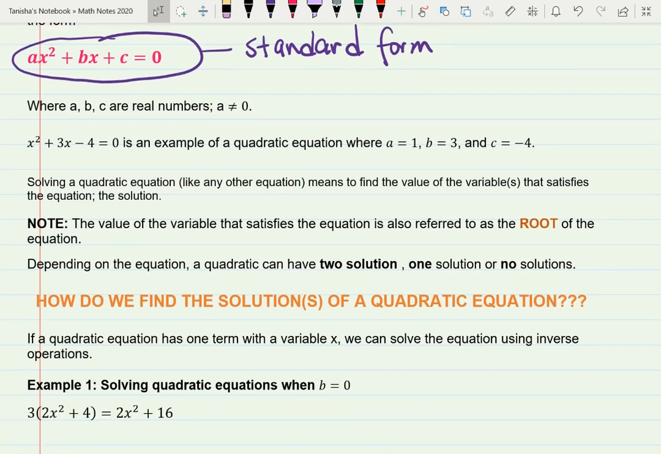Okay. But we need to note that your a coefficient cannot be 0, because if it is 0, 0 times x squared, that's going to give us 0, eliminating that x squared term. And if the x squared term is not there, then it's going to make your expression not second degree. So that x squared term has to be present in order for this to be a quadratic equation.